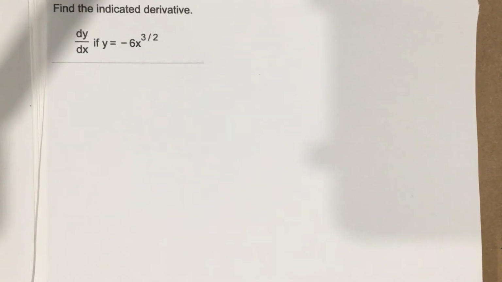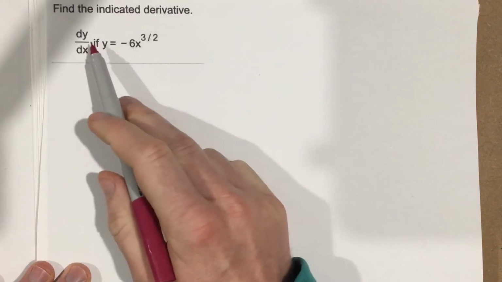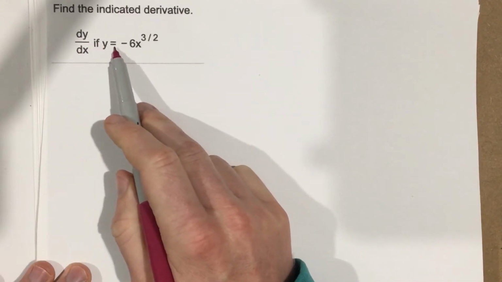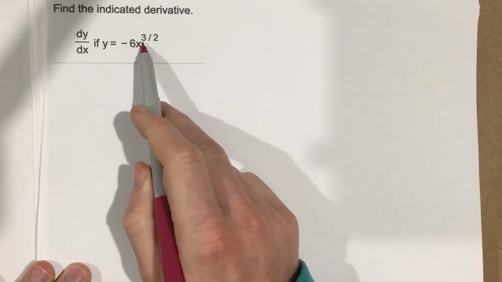This is problem number 4 from section 3.2. In this problem it says find the indicated derivative dy over dx if y equals negative 6x to the 3 halves.